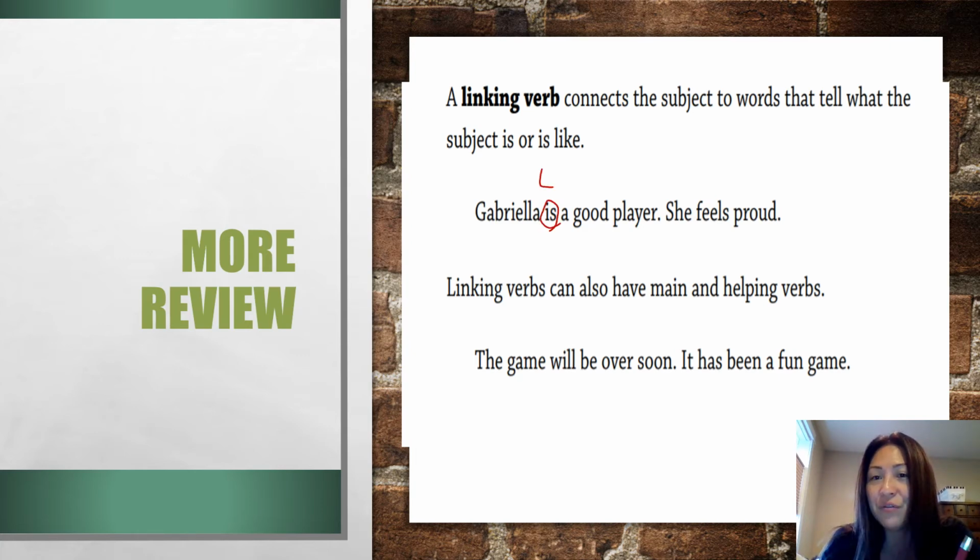Okay. She feels proud. We also said that it can be a verb that talks about your five senses, right? What you feel, smell, see, or what it looks like or whatnot. So feels is also the linking verb here. The next part says linking verbs can also have main and helping verbs. So it says here the game will be over soon. The game is the subject, and it's saying it will be over soon, because that's what it is. It'll be over. And then it has been a fun game. What has been a fun game? It has. That's the subject. And has been is the linking verb right there. Okay?